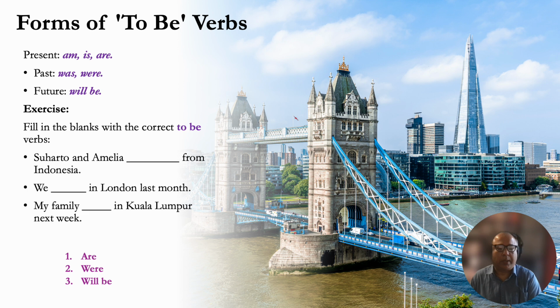Okay, so Suharto and Amelia are from Indonesia. Notice the to be verb are. It's not is because there are 2 people, Suharto and Amelia. We were in London last month. More than 1 person, that's a plural pronoun. And my family will be in Kuala Lumpur next week. Kuala Lumpur is in Malaysia. Okay.